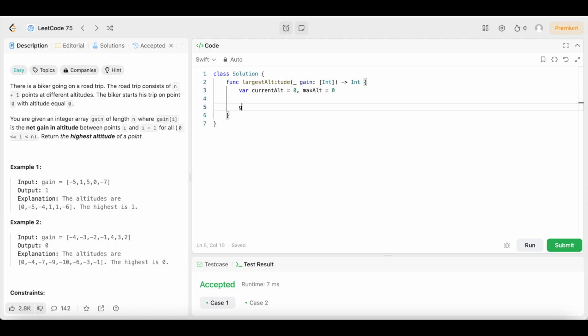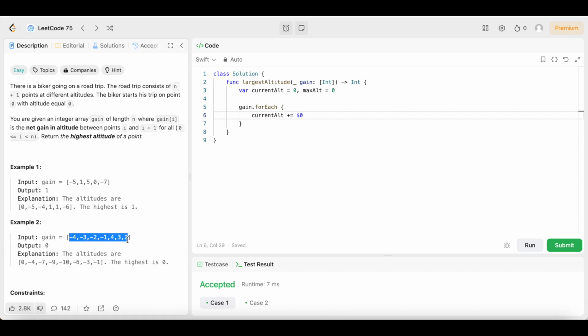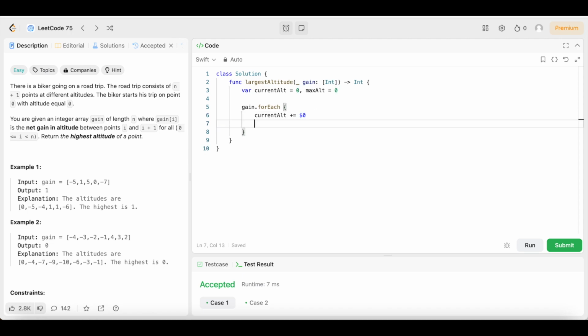Then we're going to come down here and say gain.forEach. Boom, we're going to say current plus equals $0. What this $0 does is it represents every element in the array. So the current, remember, all we're doing is adding these numbers together. We're just adding all these numbers up basically to see when we were at the highest point. So $0 represents every element in the array, and we're going to add them all together so we can figure out which is the highest altitude.